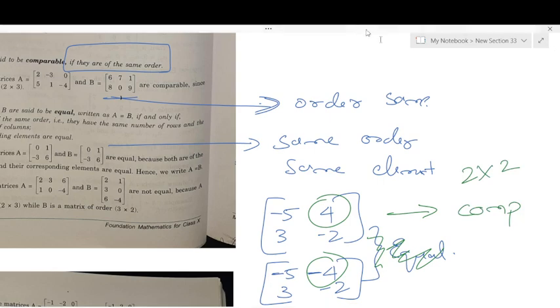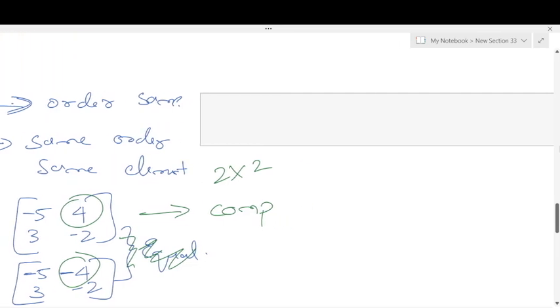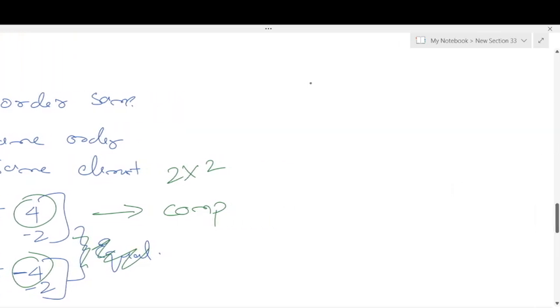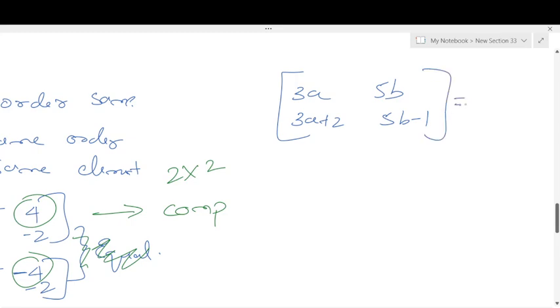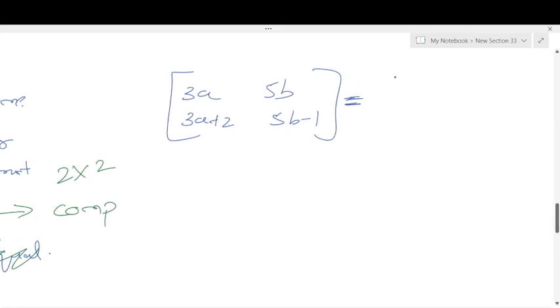They're in same order. And equal matrix is very important. Almost all the questions are related to equal matrix. That is, we have to use quadratic equation concept, 9th standard concept. Look at 3a, 5b, 3a plus 2, 5b minus 1 is equal to. This is how they'll give questions based on equal matrix. Whenever an equal to sign is given, that is known as equal matrix.